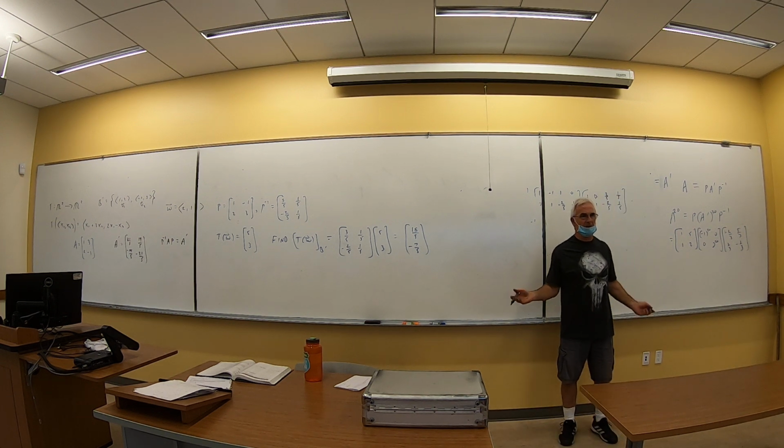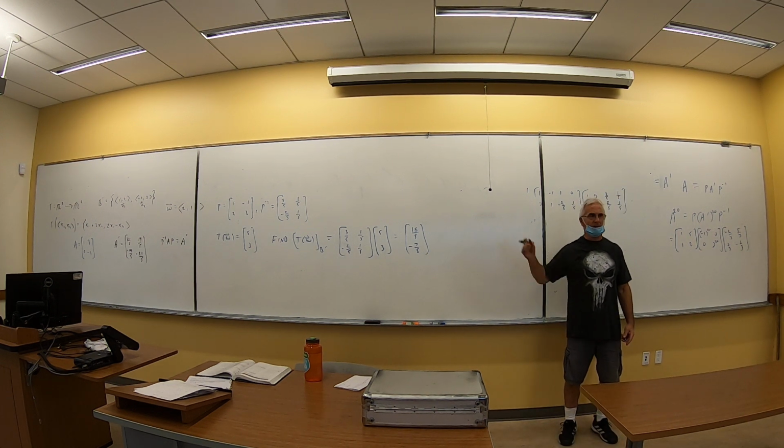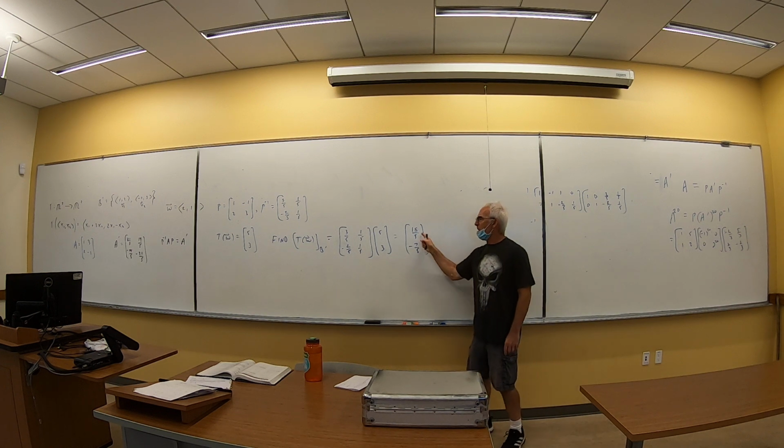Okay, so what is this? What did I just give you? I gave you a vector relative to some non-standard basis. I'm pretty sure I did it right. What do these numbers represent?